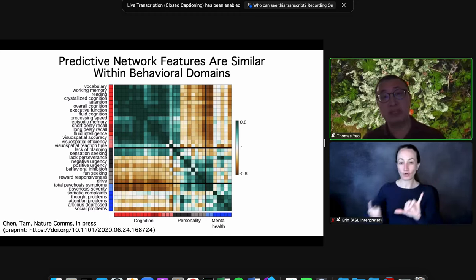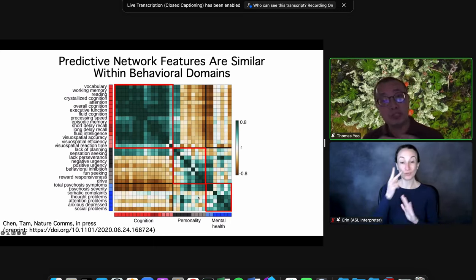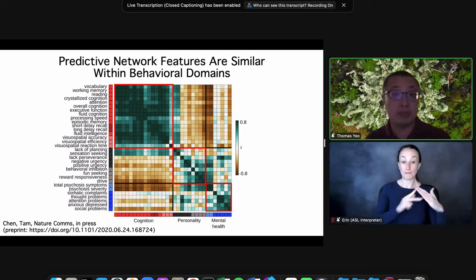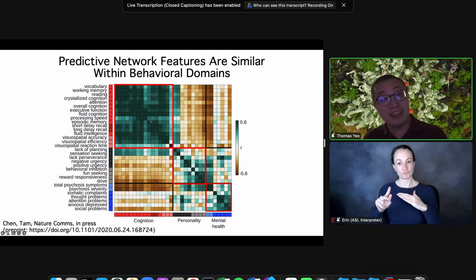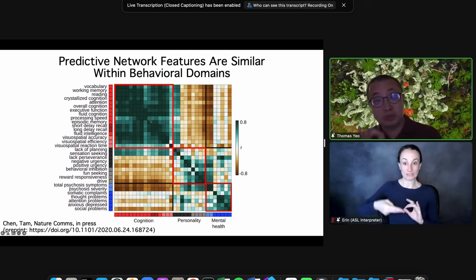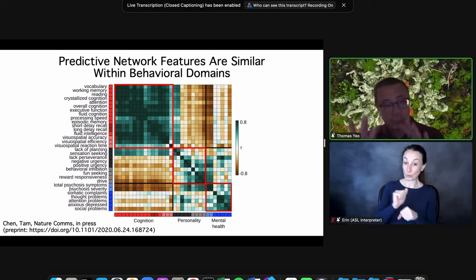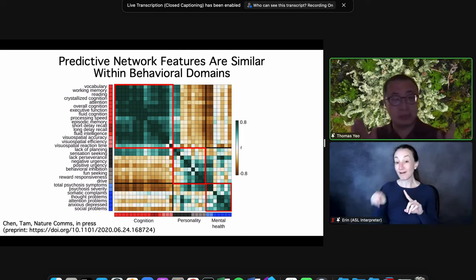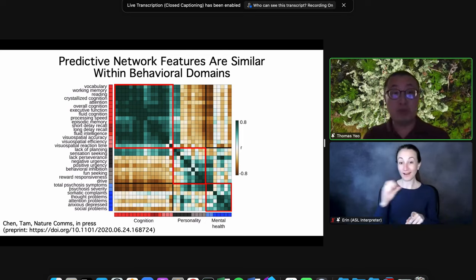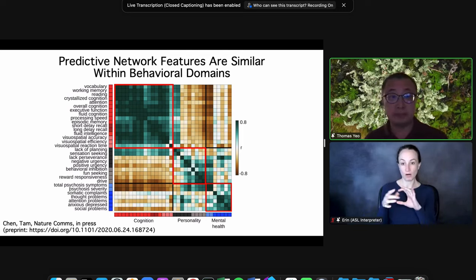A green entry means that the predictive network features are strongly correlated between two behavioral measures. We see that the diagonal blocks are mostly green. So this means that the predictive neural features are similar within a behavioral domain. This is especially the case for cognitive performance, where the correlation can get as high as 0.8. Now, in general, someone who scores well for fluid intelligence would also score well for working memory tasks, right? So we do expect some correlations. And yet, on the other hand, tasks involving episodic memory and executive function are known to activate different brain networks. So overall, we find the strong correlations across cognitive tasks to be somewhat surprising.